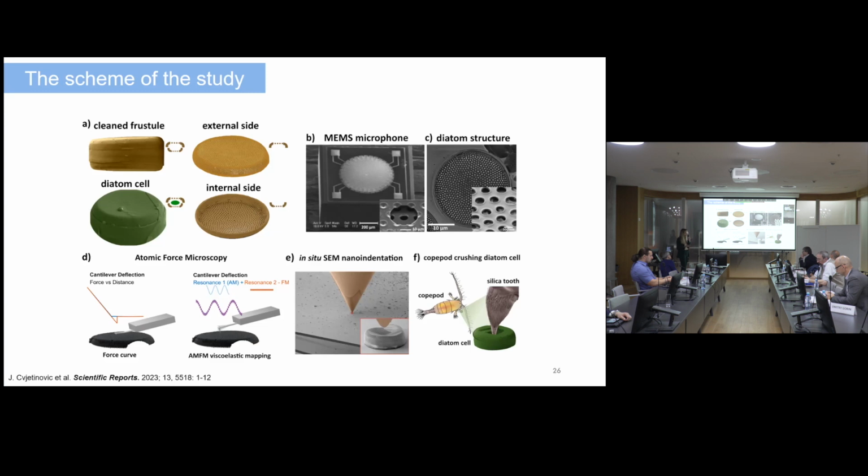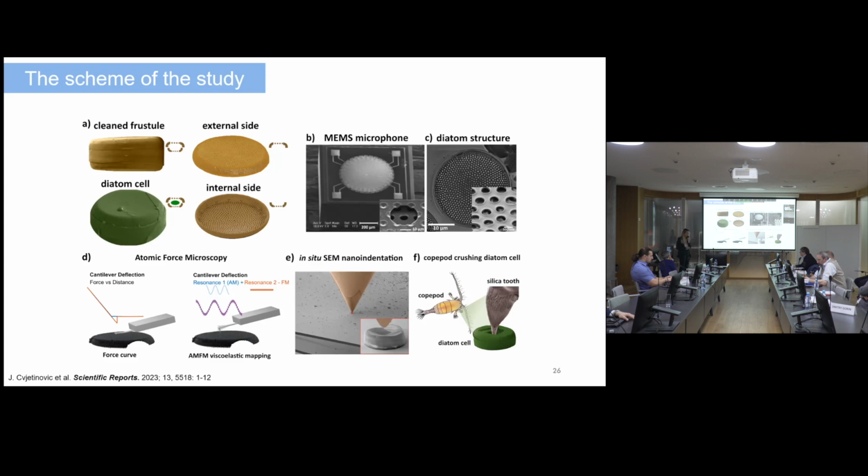For the study of mechanical properties, we applied 2 atomic force microscopy approaches. The first one is based on the acquisition of force distance curves, and the second one is amplitude modulation, frequency modulation viscoelastic mapping, which works in tapping, not in contact mode. Also, we performed nanoindentation inside the column of a scanning electron microscope to be able to observe the structural deformation of diatoms directly under the microscope, under static but also under dynamic loading, which is also crucial for MEMS applications.